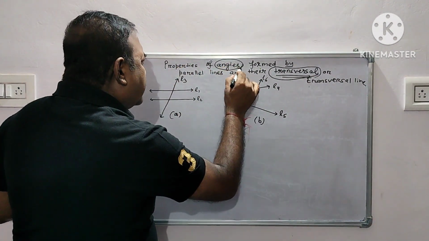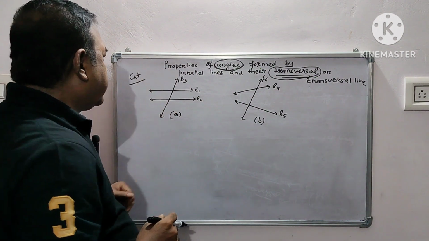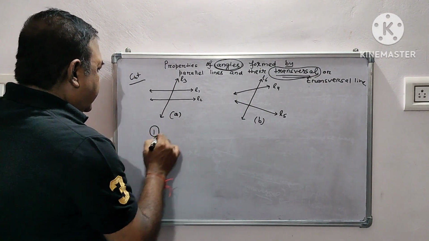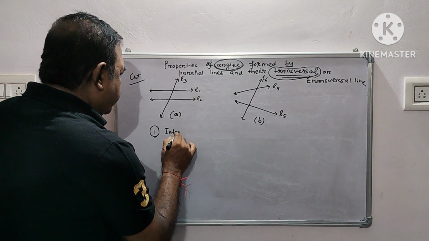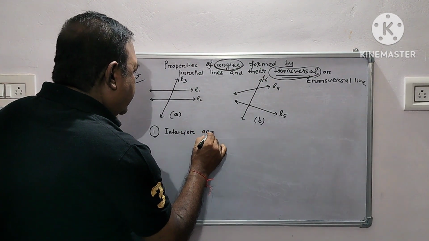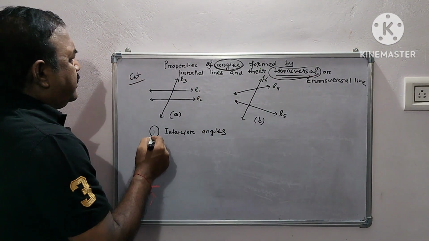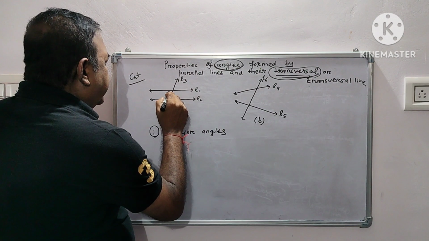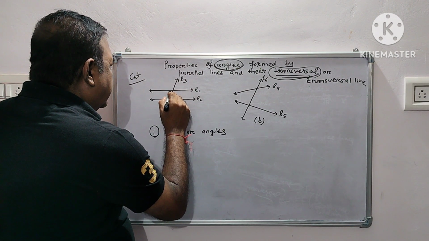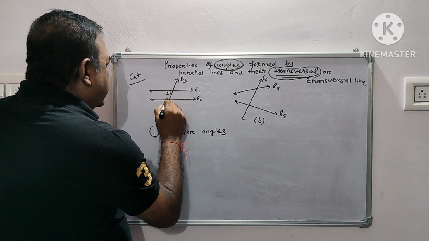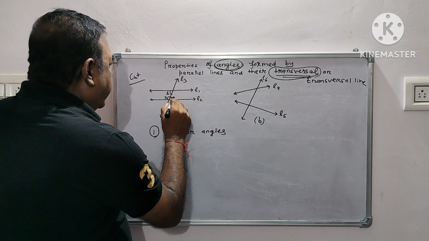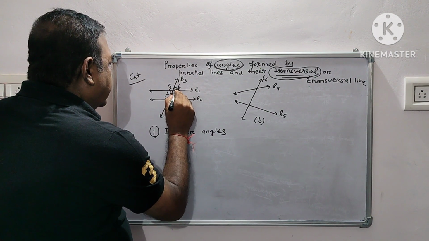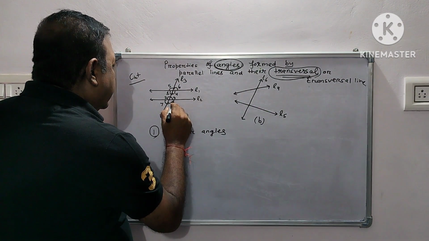What types of angles are formed here? We have to mark first. In both the cases, first you see interior angles. And you see in the figure A, which are the interior angles? If I name them, suppose this is angle 1, this is angle 2, this is angle 3, and this is angle 4, and this is angle 5, this is 6, suppose this is 7, and this is angle 8.